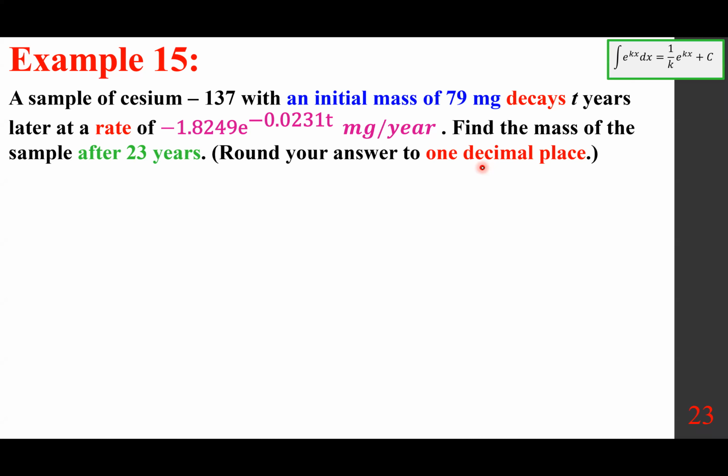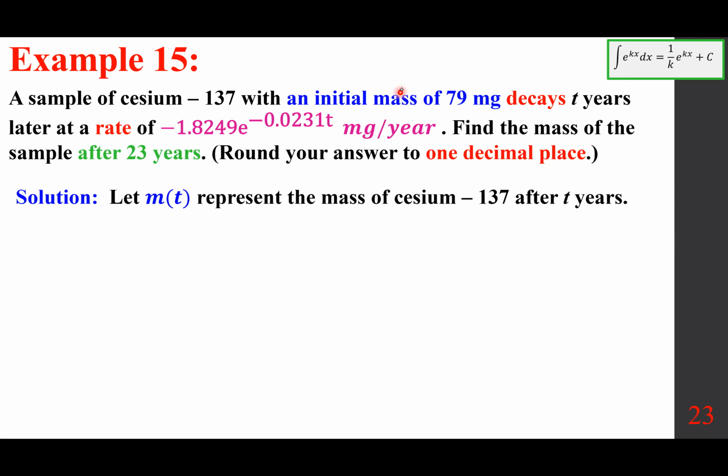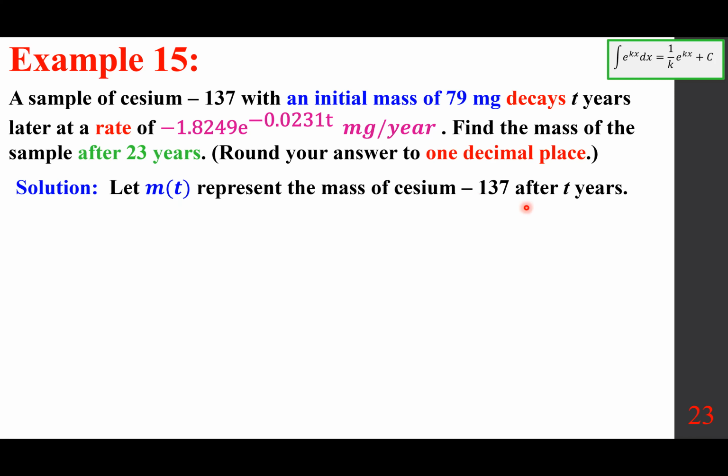Well, since this is the rate, and we're talking about the mass, this is the rate of the mass. So if we let m of t represent the mass of cesium-137, a radioactive substance, t years later, then m prime of t or dm dt. The difference is when we write dm dt, it's more precise in the sense that we know the independent variable is t. So m prime of t or dm dt is what they gave us here.